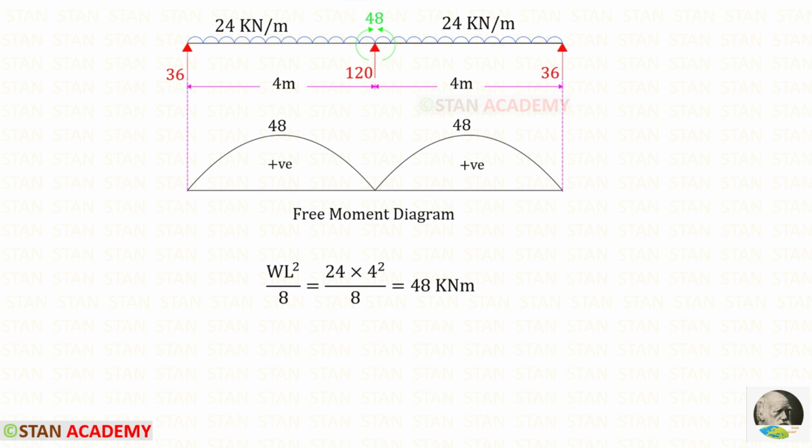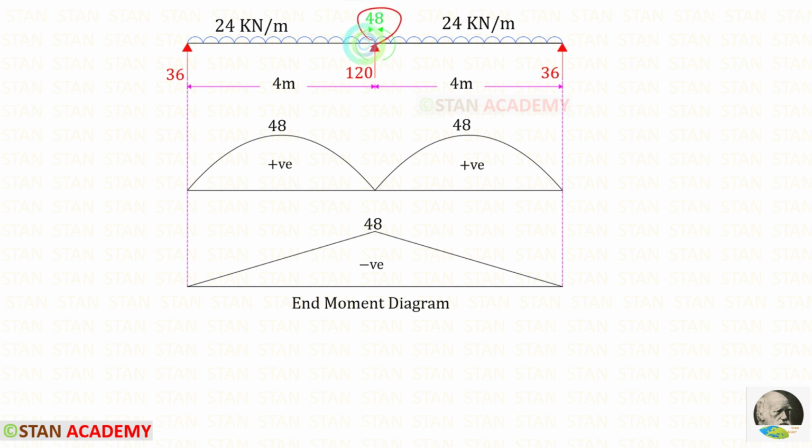We know that if a uniformly distributed load is acting on a simply supported beam for the full span, the maximum bending moment occurs at the center, and the formula to find the moment is WL square upon 8. W is 24 and L is 4. In this way we will get 48, and the diagram will be in the shape of a parabola.